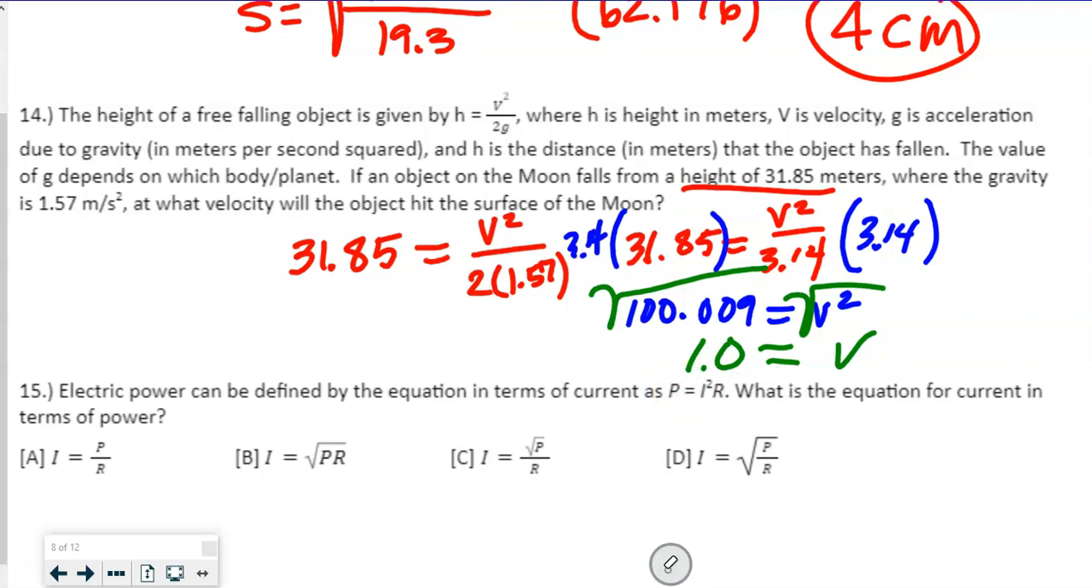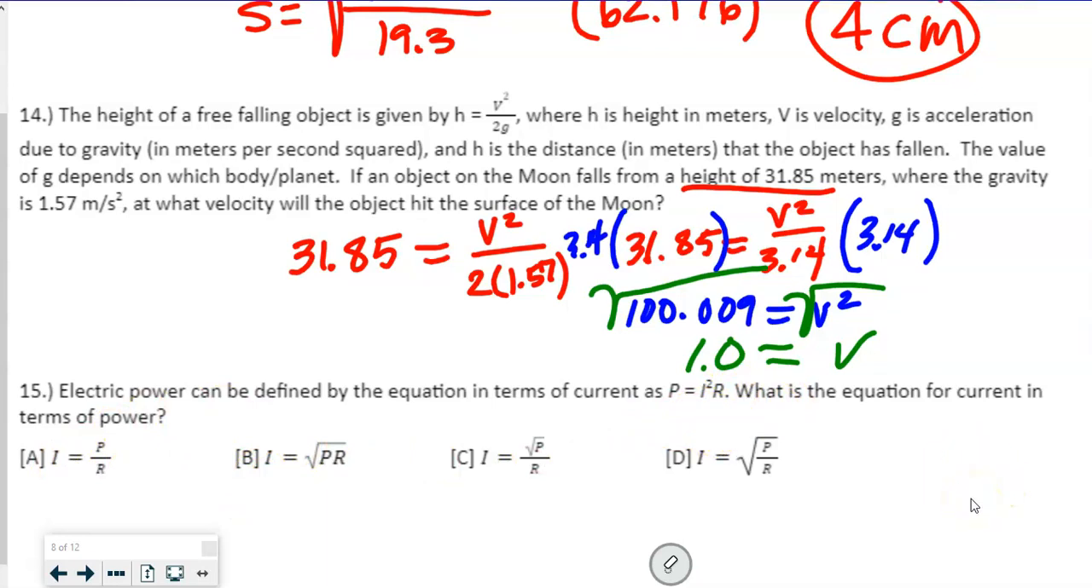P equals I squared R. What is the equation for the current in terms of power? Now, I don't know about y'all, but current in terms of power, when they haven't defined any of these variables, for me, is a little confusing. But if I look at the answers, I see I, right? So let's just solve for I.